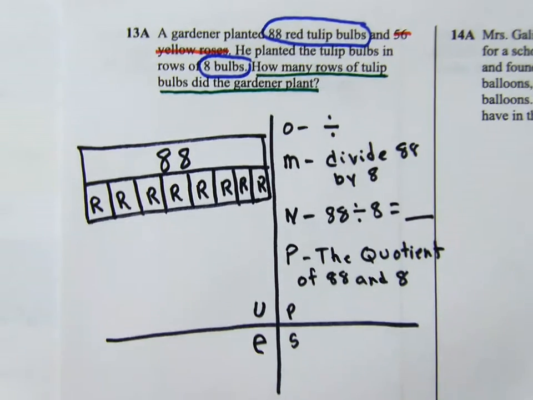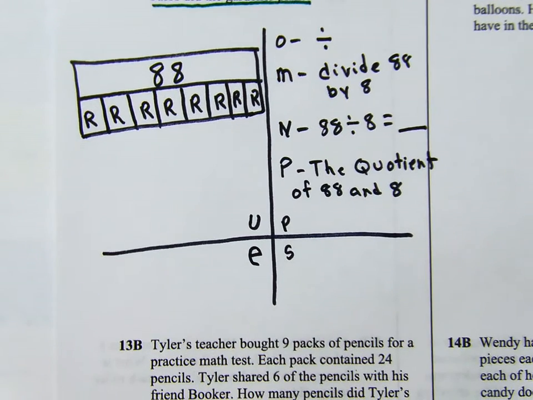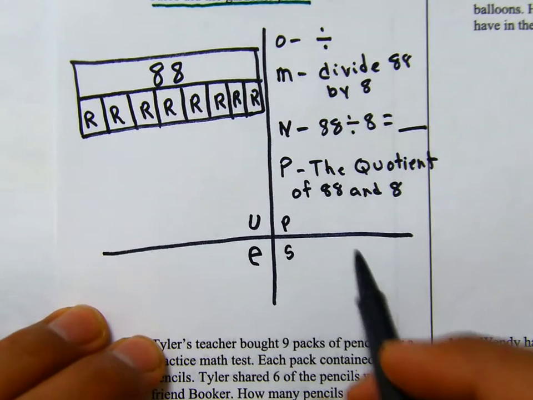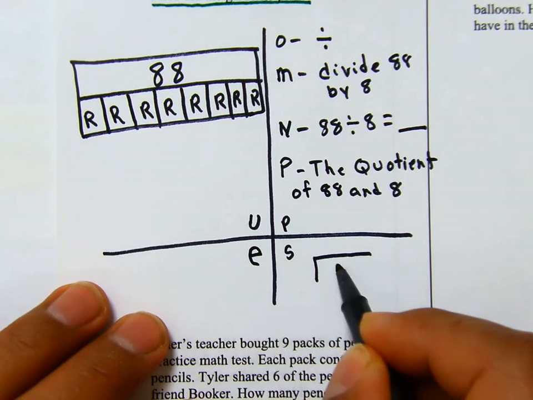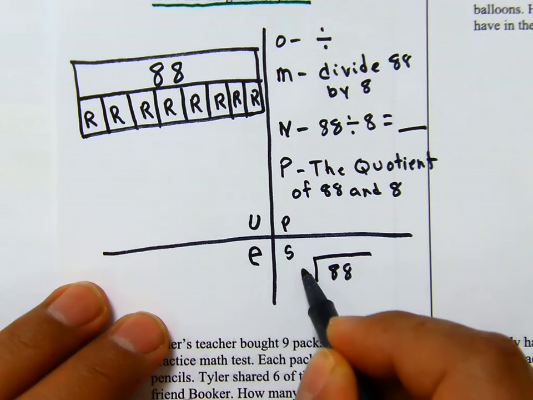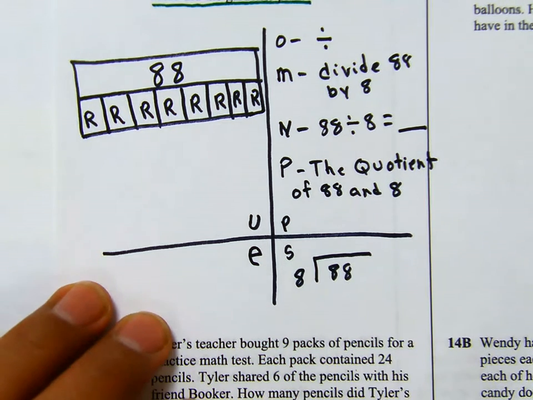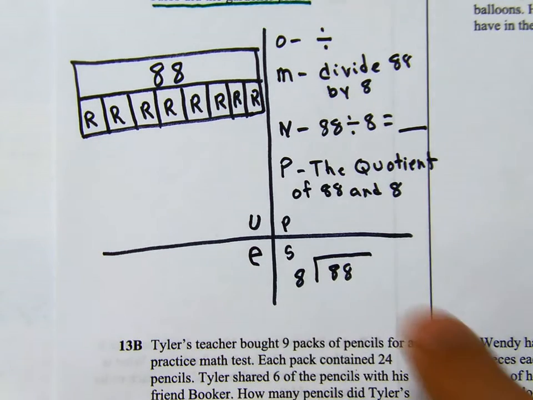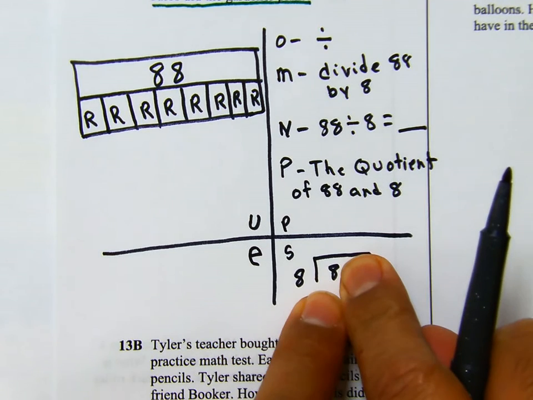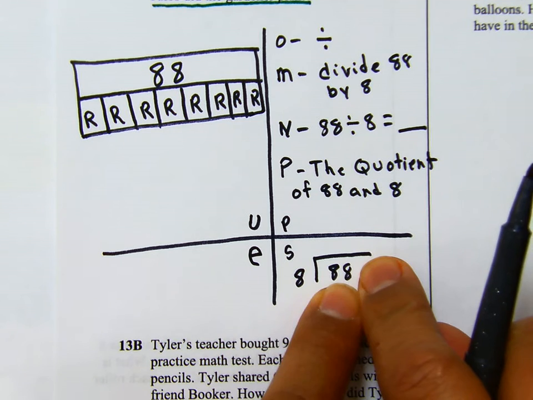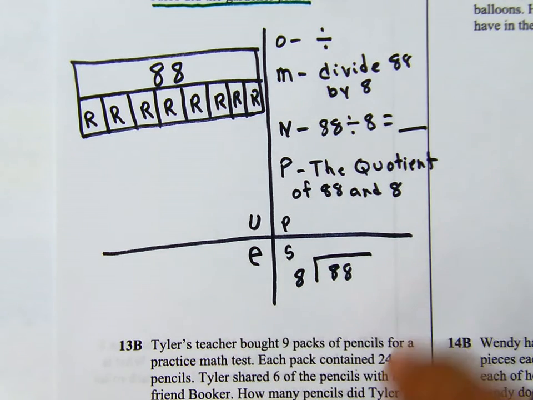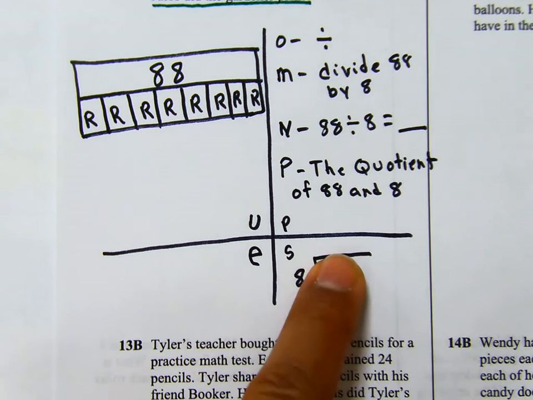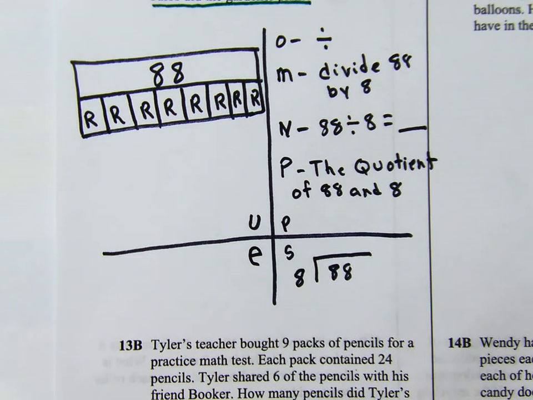So now we have to solve. We have 88 divided by 8, and there are two ways I could do it. I could ask, how many 8s go into 88? If I count by 8, my answer would be 11. There's 11 8s that go into 88.